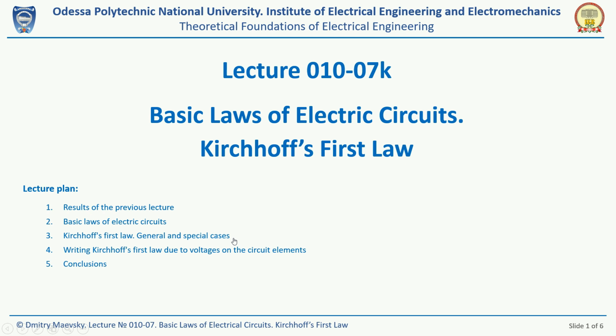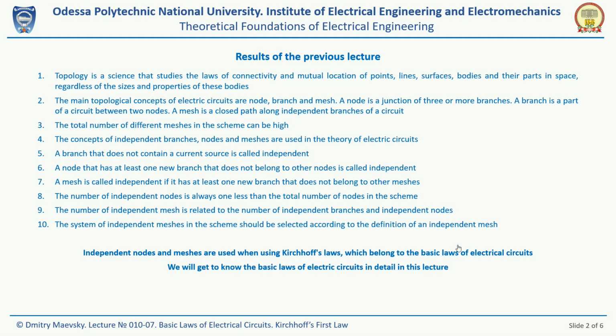But for now, let's remember the content of our previous lecture. We learned about the main topological concepts used in the analysis of electric circuits. Such concepts are a branch, a node, and a mesh. A branch is a part of a circuit between two nodes. A node is a junction of three or more branches. And finally, a mesh is a closed path along the branches of the scheme.